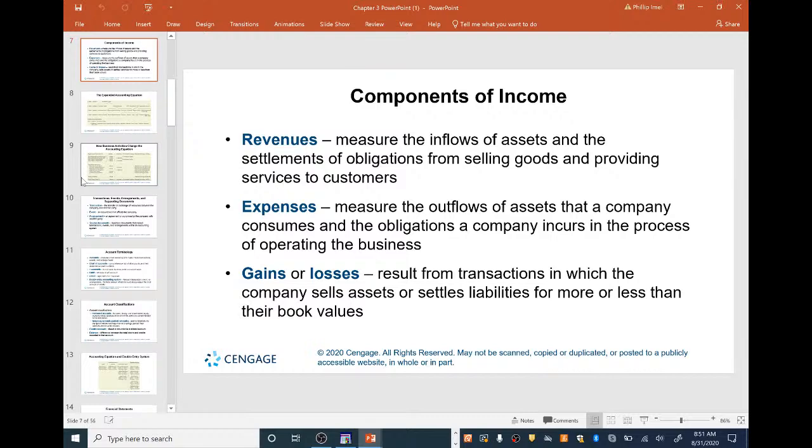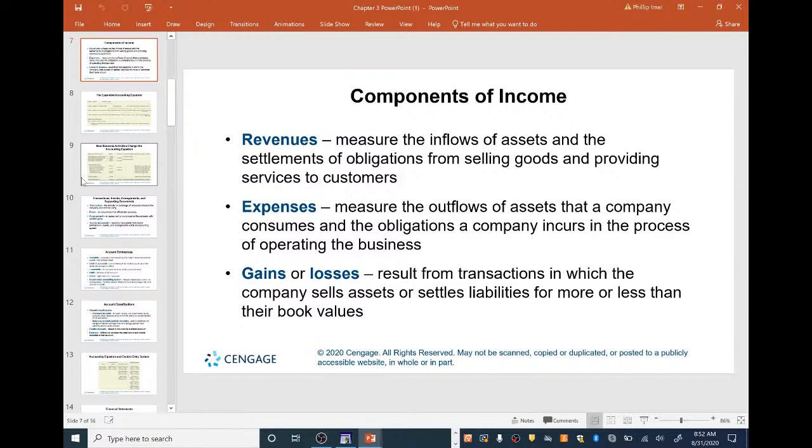Expenses. This measures the outflows of assets that a company consumes and the obligations a company incurs in the process of operating that business. So if we consume an asset, it's going to be expensed. Or we might take on an obligation, and we have to recognize that as an expense as well.